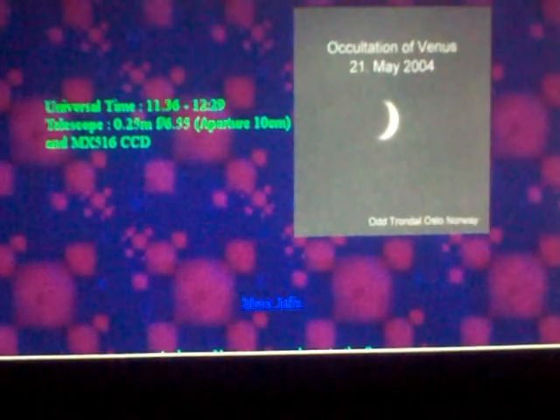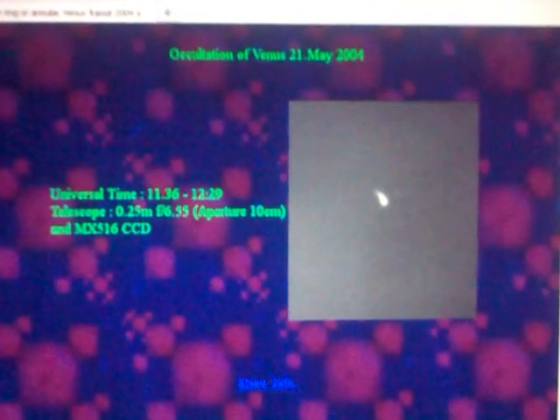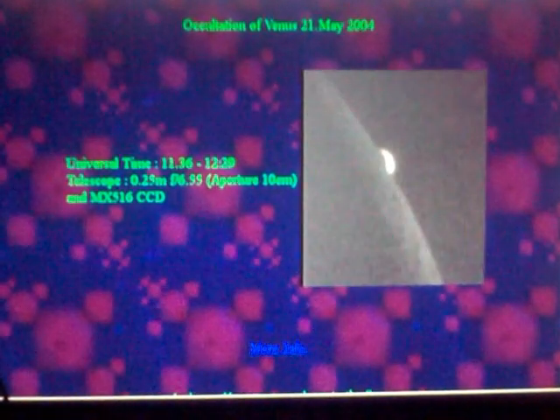You can see it. Okay, we can see it one more time. We are almost finished with this presentation. There it disappeared behind the Moon. And the Moon is moving. And Venus reappears.